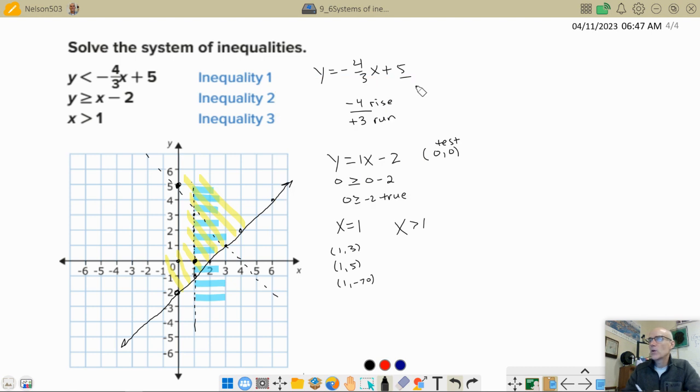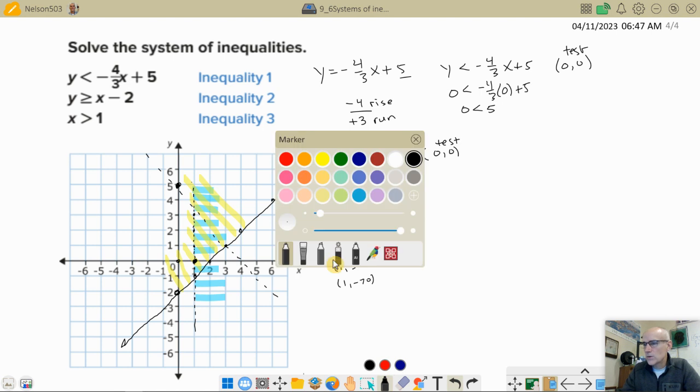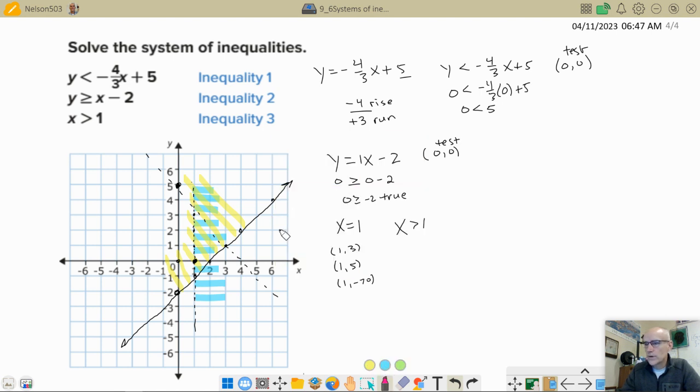I got to go back to my inequality, y less than -4/3 x plus 5, and we could test out the origin for that one, right? So test out 0 comma 0. Here we go. I put 0 in for y, -4/3 times 0 plus 5. That's 0 there, so I get 0 less than 5. Well, that's true. So for the dash line, I want to shade toward the origin also. So I don't know, that's a nice color. So let's go toward the origin here.